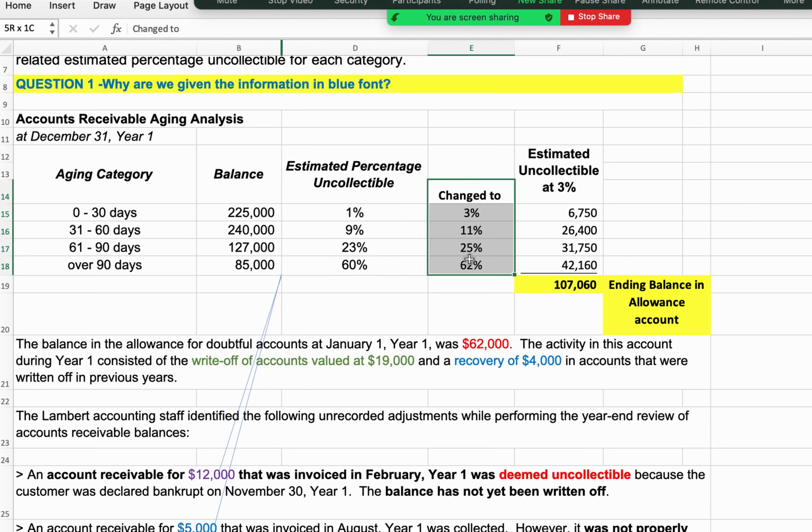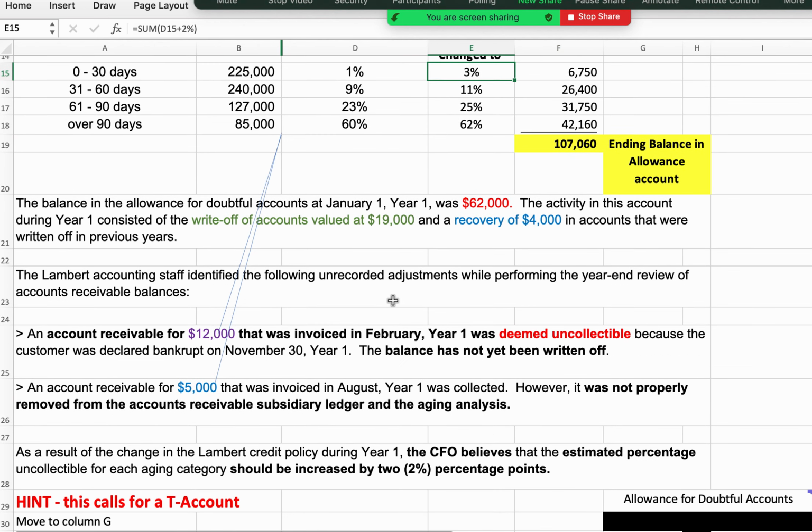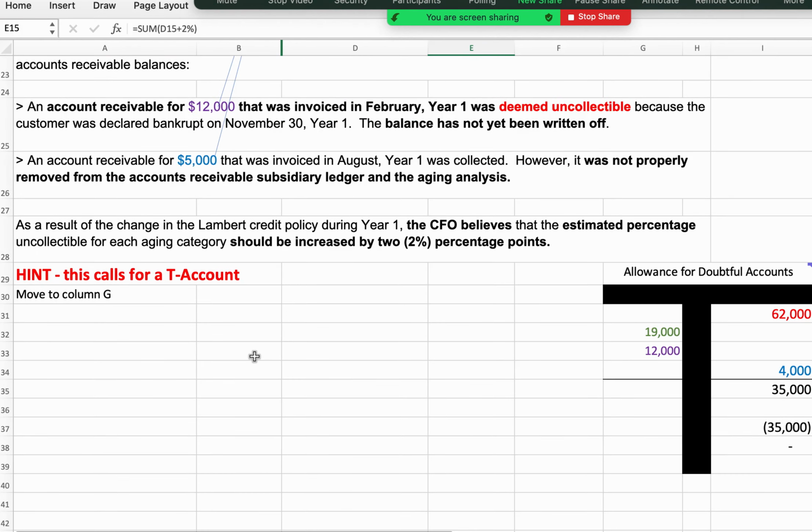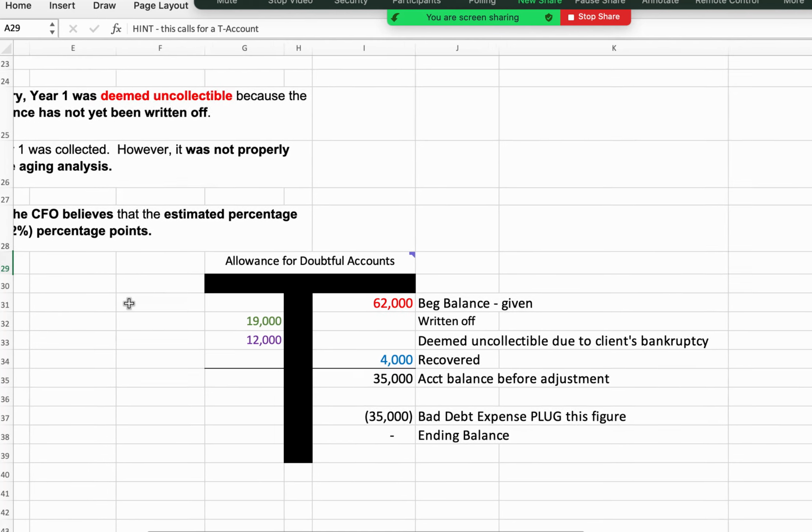Okay, so let's see. You don't have this column when you see the problem. So maybe I should do it that way. No, I won't do it that way, because I already multiplied this since I knew that these were definitely raising by 2%. What makes this problem somewhat challenging is the information that happened after the close of the year. So to begin, I give you a hint which says this calls for a T account. Whenever I have an allowance for doubtful accounts, I always use a T account. So here's my T account to get me started.